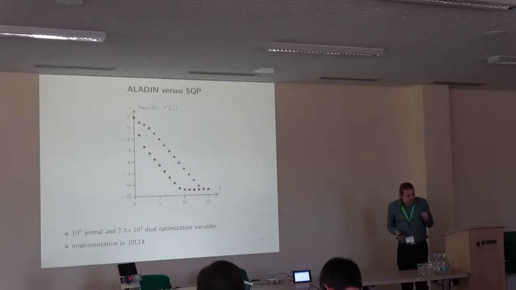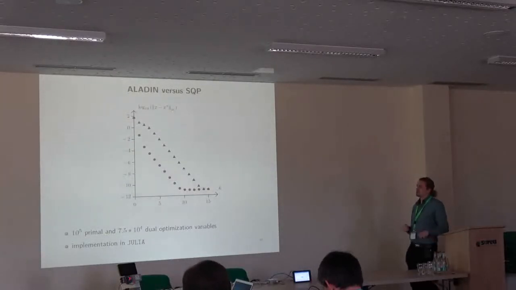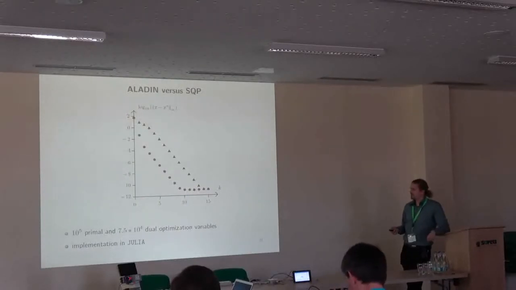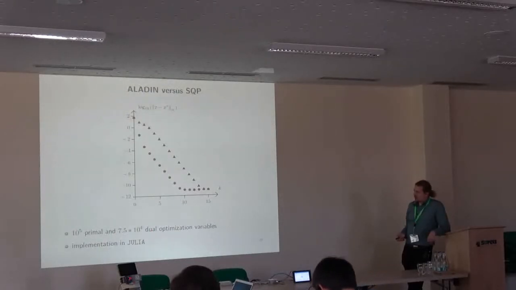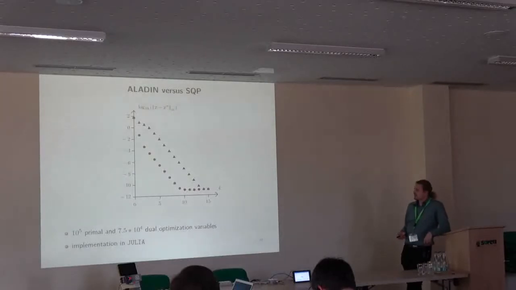Of course, what we can do in SQP is we can parallelize the function evaluation, we can parallelize the derivative evaluation, but we cannot parallelize the solution of the QP, since we have to run an active set method in order to identify the right active set during the iteration, while Aladin does not have this problem. Okay, so this was an example with 10 to the 5 primal variables and also quite a few dual optimization variables corresponding to all those constraints.